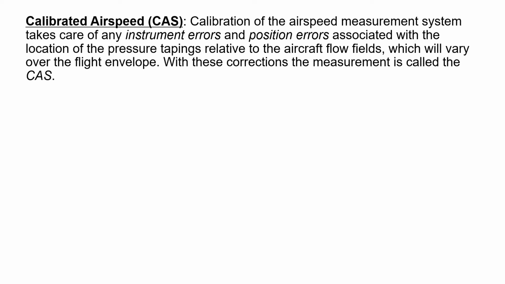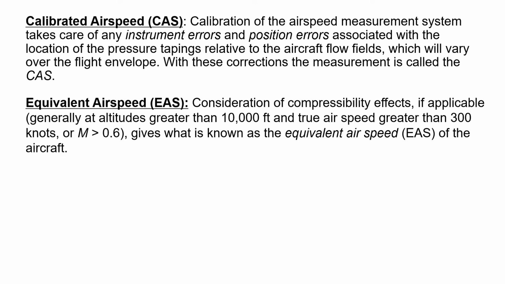This is called calibrated airspeed. So each airspeed meter will be calibrated. What you read from the airspeed meter is actually the calibrated airspeed. And the second is equivalent airspeed, EAS. Consideration of compressibility effects if applicable.